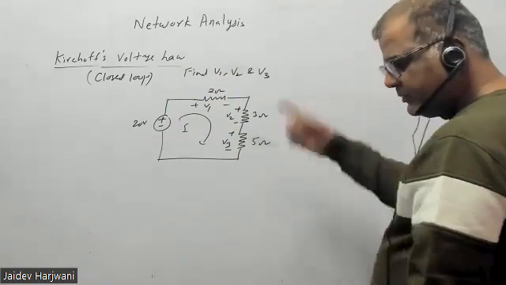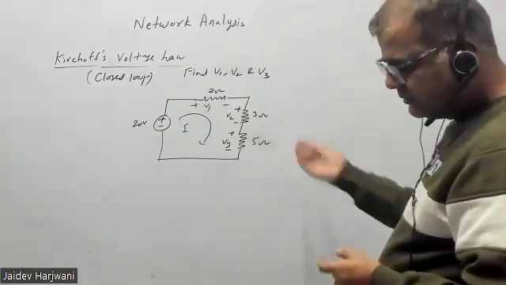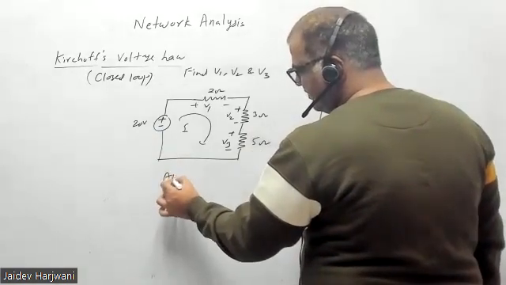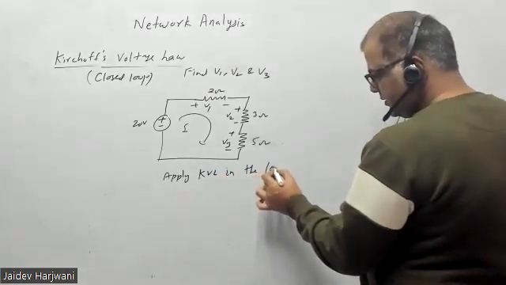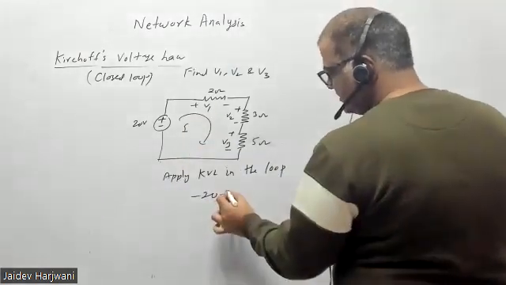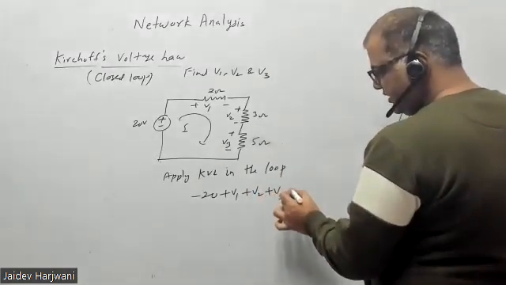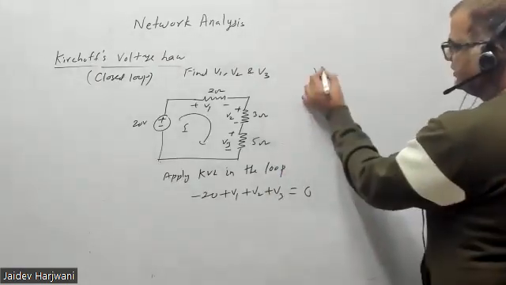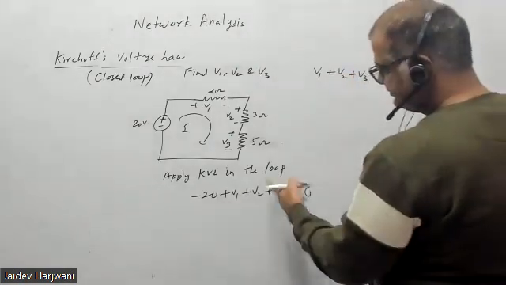So this is a single loop. Single loop equation, so I don't have to think anything. I'll simply apply KVL in the loop. So I write minus 20, plus V1, plus V2, plus V3 equals 0. Now V1 plus V2 plus V3 equals how much? 20.